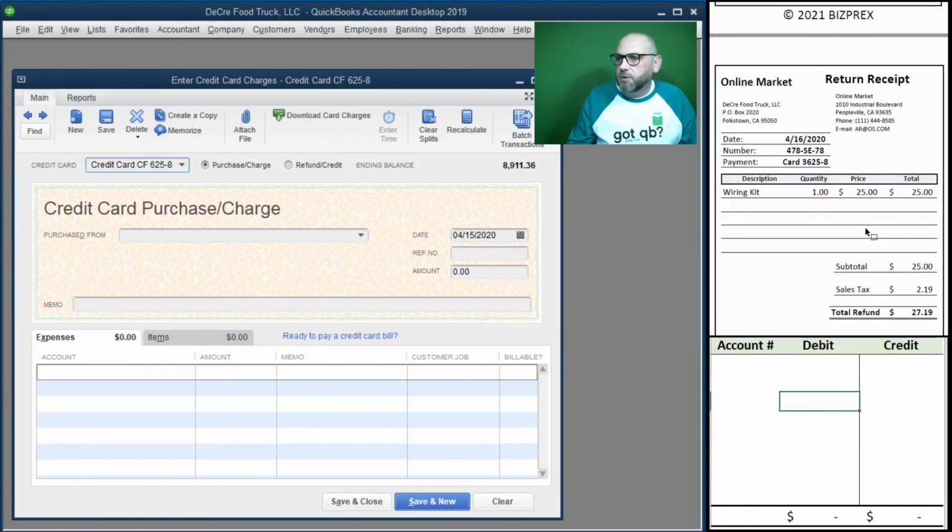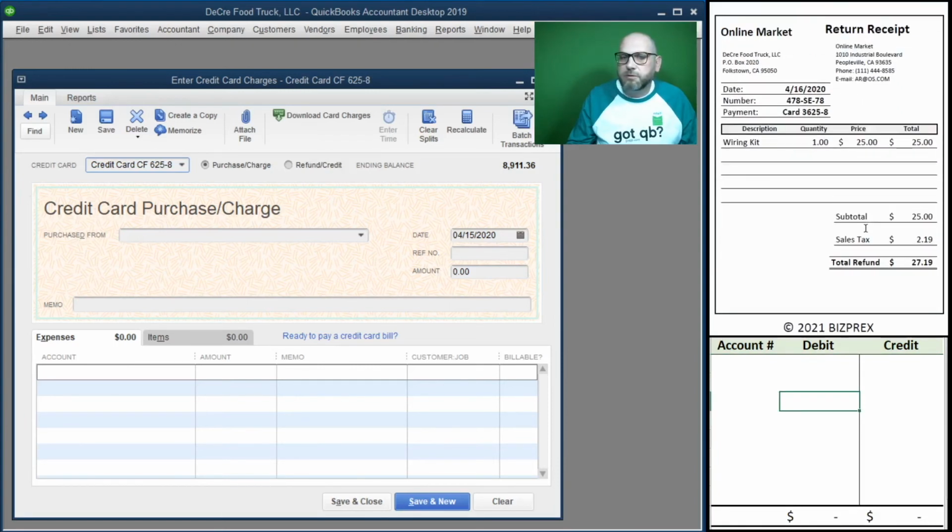All right, so what else do we have? We have a return receipt, right? We've done those before. We're returning a wiring kit. All right, that's a fun one, right? Remember, we booked some equipment in the prior month, and now it turns out we need to return one of those wiring kits. So again, no panic. It's actually pretty straightforward.